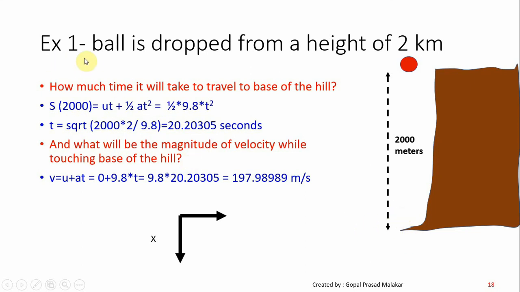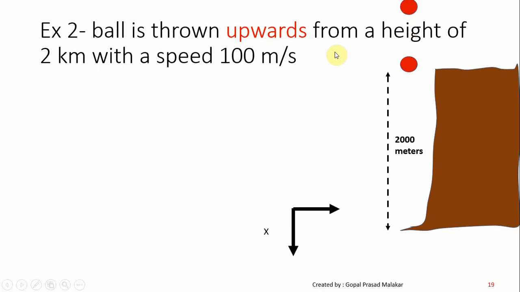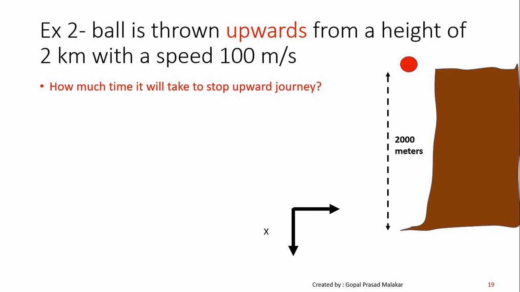Let's do a slightly complicated case which will give you even more clarity. So here the ball is actually thrown upward with a speed of 100 meters per second, which is quite a good speed. Now how much time will it take to stop the upward journey? You need to understand, first you sent it upward, it has to stop the upward journey because gravitation is always pulling it down.